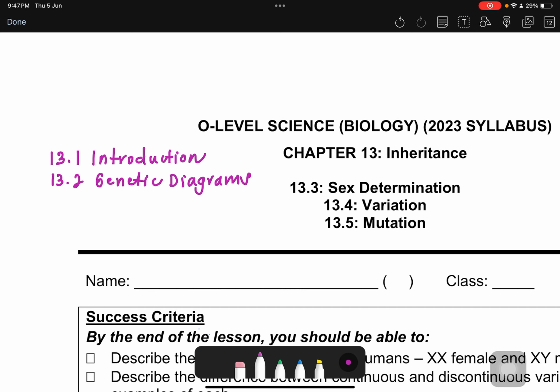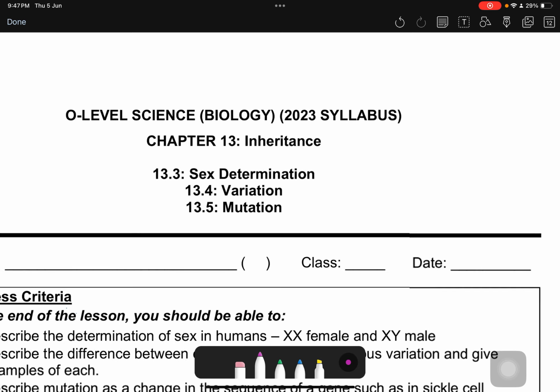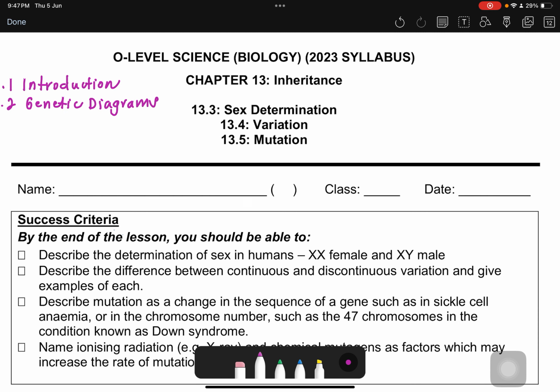Now, let's move on to 13.3, 13.4, and 13.5. I'll be breaking this into three really short videos to cover these three big areas under the study of inheritance. Trust me, 13.3 is really one of the shortest sub-chapters in your entire syllabus. So let's begin.